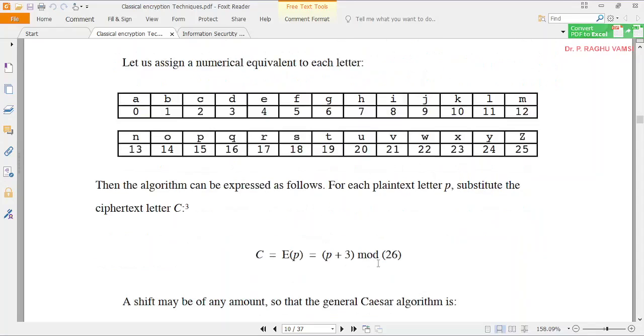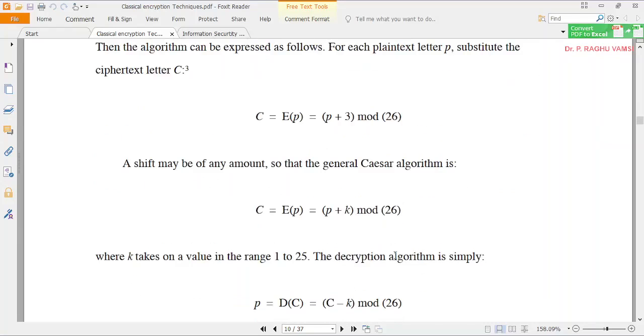So this is a simple formulation. Whenever you want to convert plain text into cipher with the Caesar cipher, the principle is: whatever character you want to convey, go down 3 characters and replace that character with that third character down. So this is the basic idea of the Caesar cipher. This is a simple formulation that we have made.